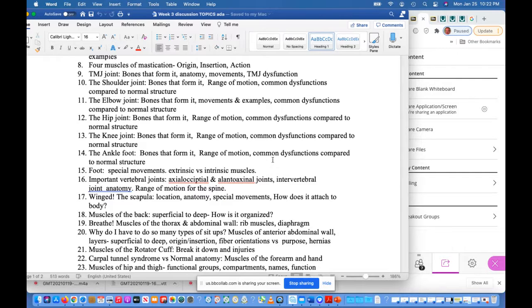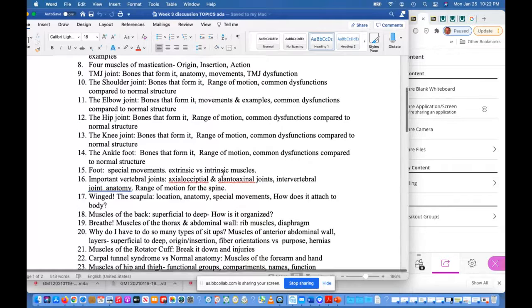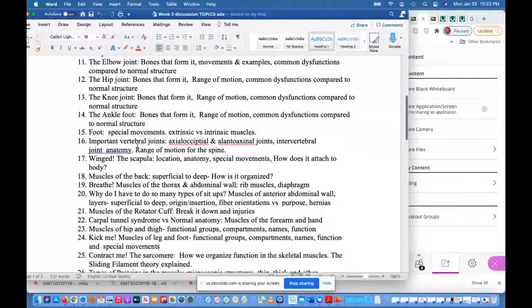There's bunions. There's hammer toes. There's gout affecting the great toe. The foot, the special movements, there are some extrinsic and intrinsic muscles of the foot.